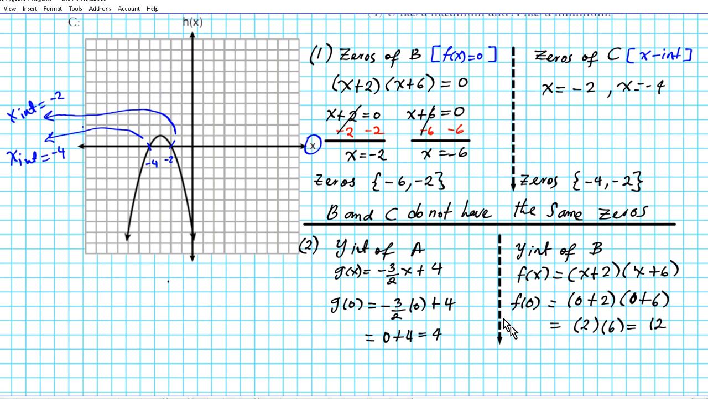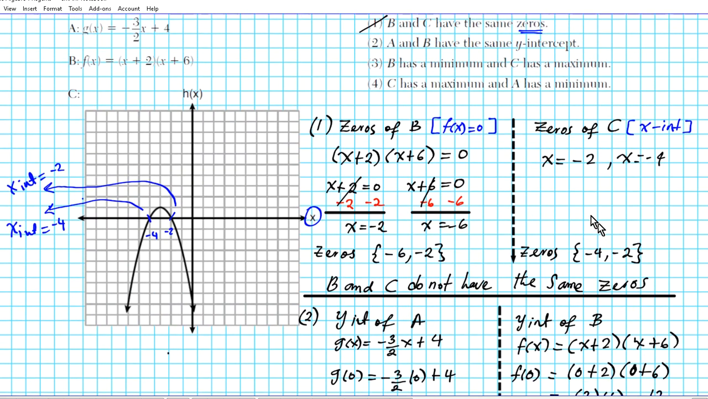The answer is no. So a and b do not have the same y-intercepts. So the question is, is option 2 true or false? Option 2 says a and b have the same y-intercept. That's false. Alright, let's keep going.